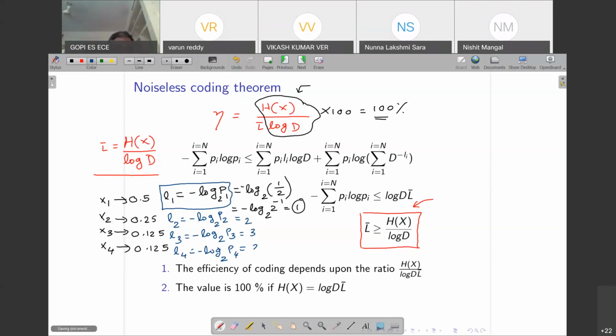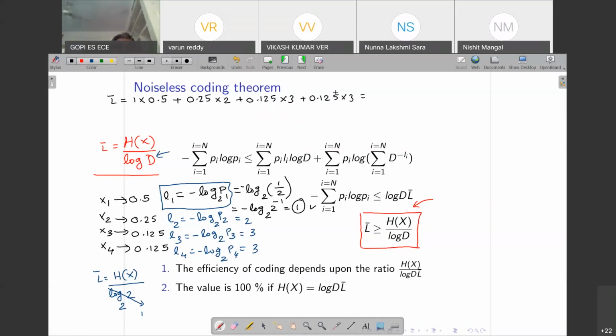L bar, how will you calculate? It is very simple, right? You have a length multiplied with the corresponding probability, right? So it is 1 into what? 0.2 into five into plus 0.5 into, so this is the L bar. Someone calculate it. Now you calculate this h of x.